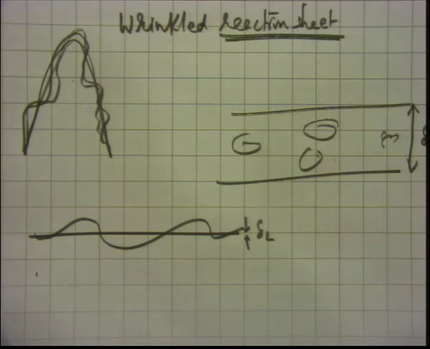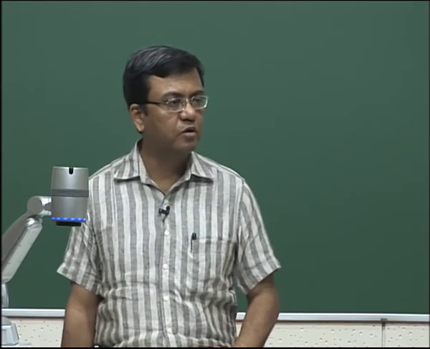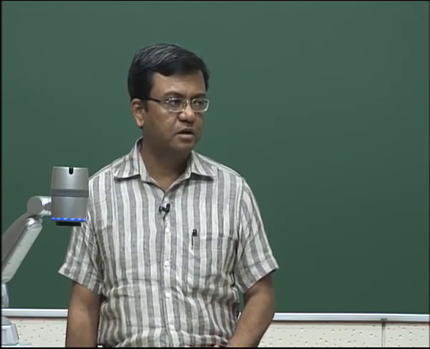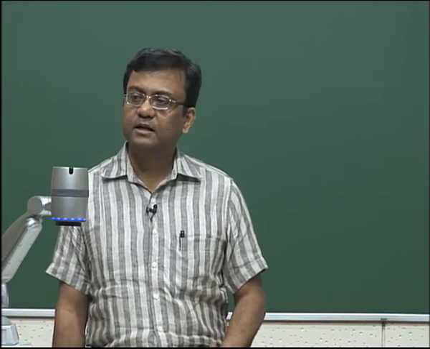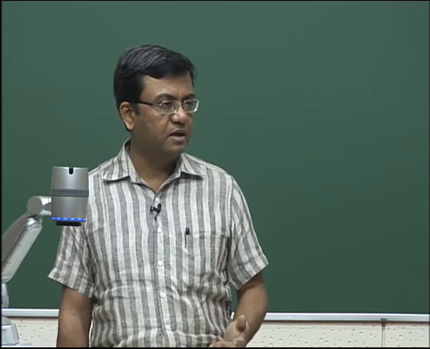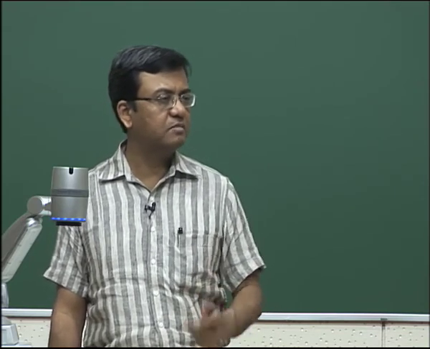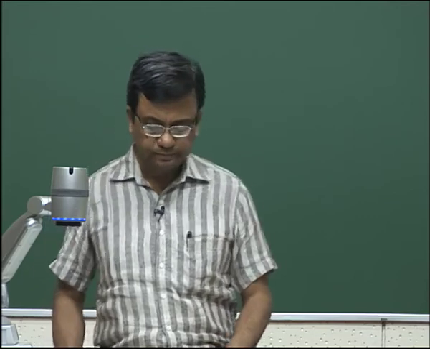We will go back to the wrinkled reaction sheet regime again, and we will try to write something for turbulent burning velocity in the wrinkled reaction sheet regime. The wrinkled reaction sheet regime is important from the engine combustion point of view. It has a lot of practical importance. So, can we write some expression for turbulent burning velocity? If we can write that, then the turbulent burning velocity can be related to mass consumption rate. So, that is something which will be useful for us.